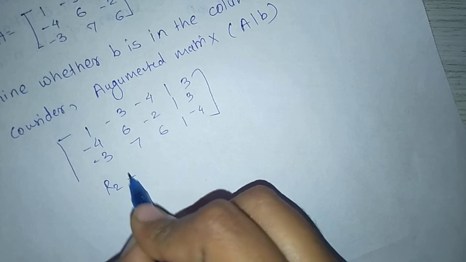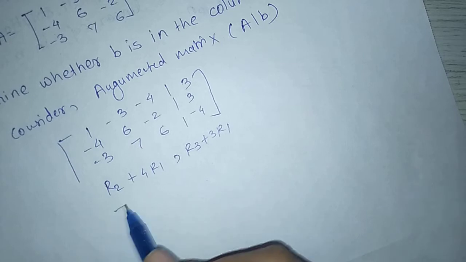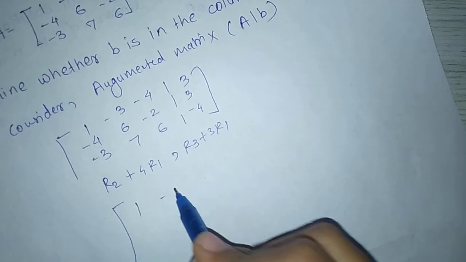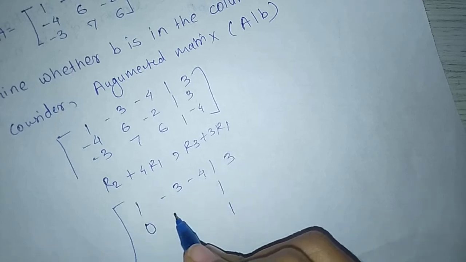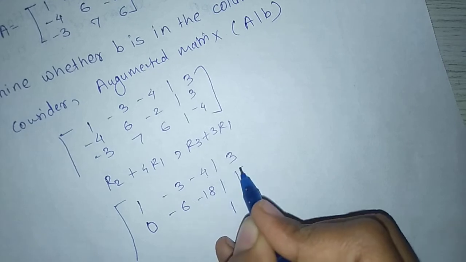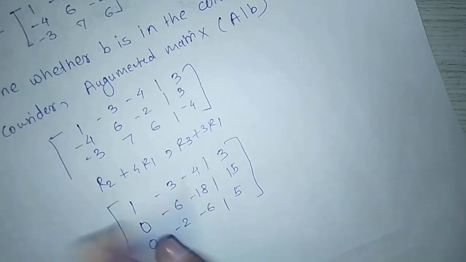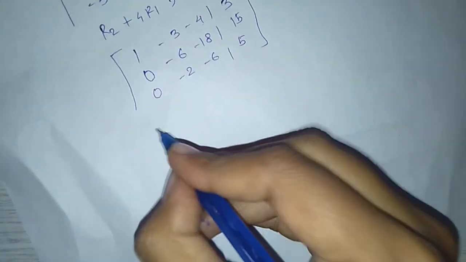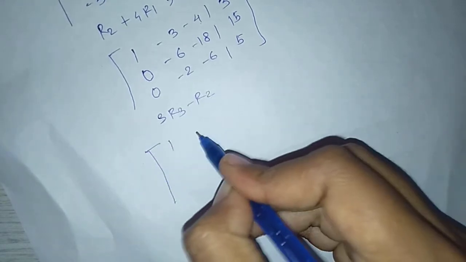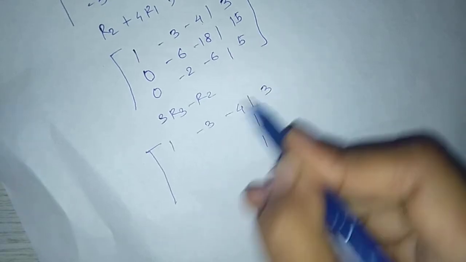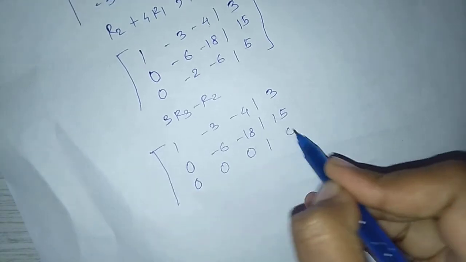First row operation: R2 plus 4R1, R3 plus 3R1. First row as it is: 1, -3, -4, 3. Second and third rows become 0, -6, -18, 15 and 0, -2, -6, 5. Next row operation is 3R3 minus R2. First two rows as they are: 1, -3, -4, 3 and 0, -6, -18, 15, and the third row becomes 0, 0, 0, 0.